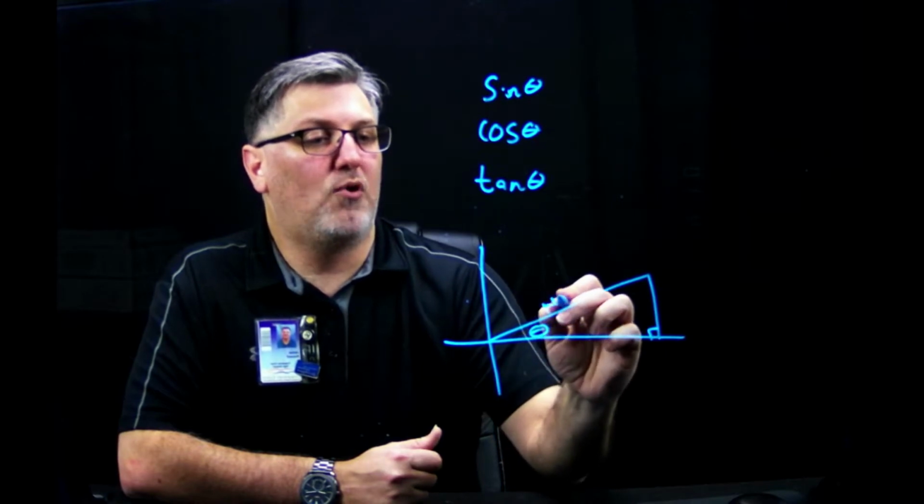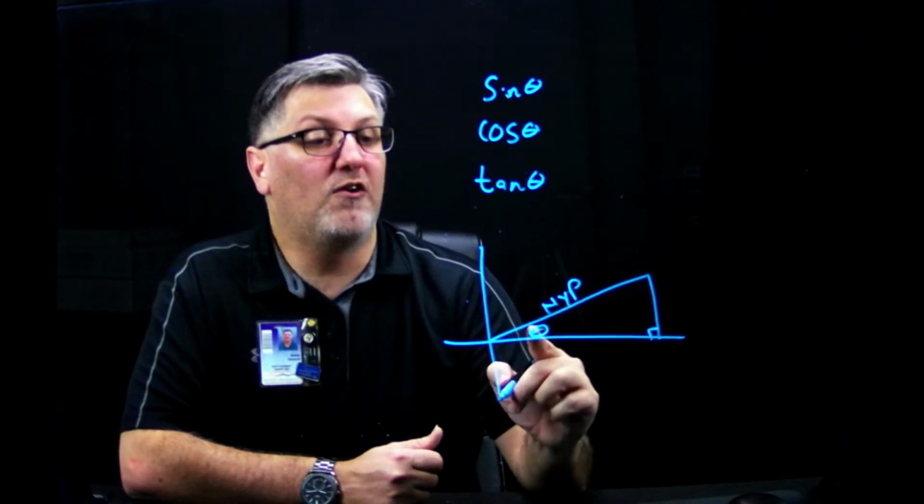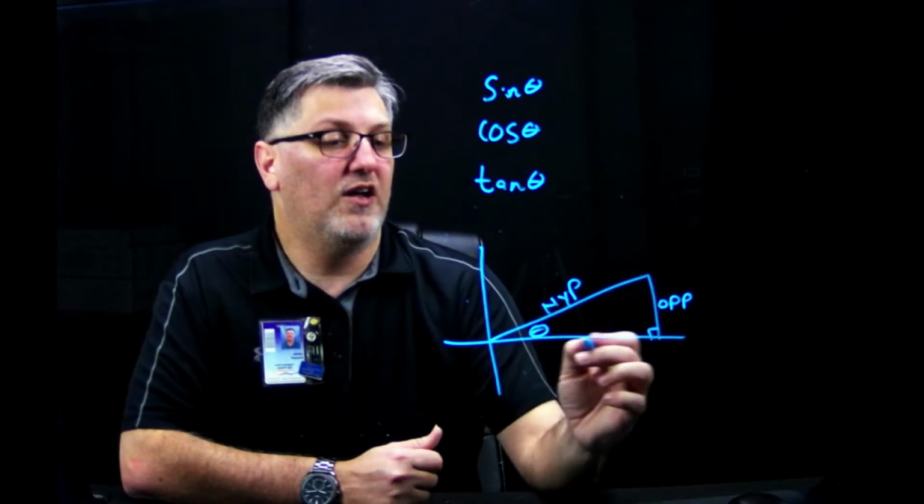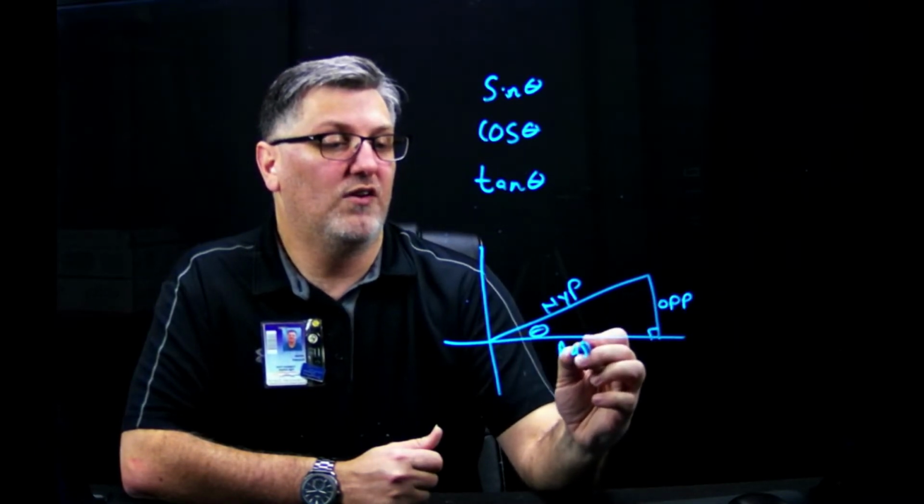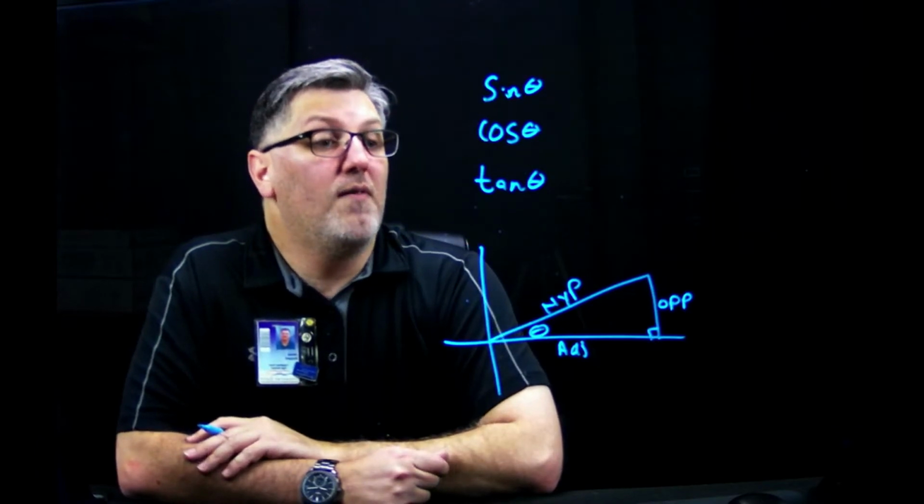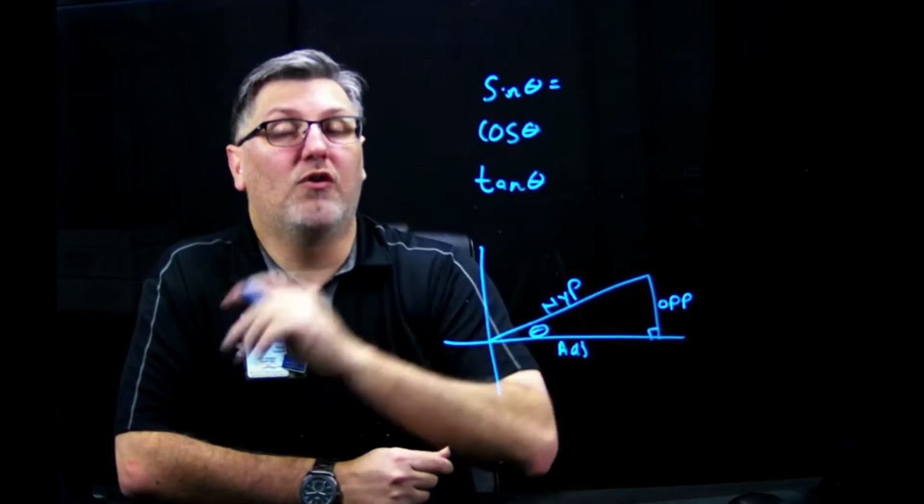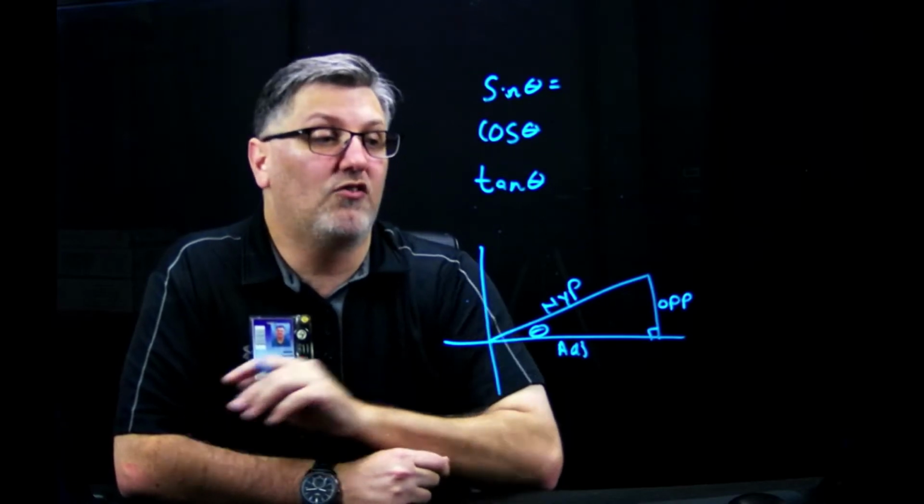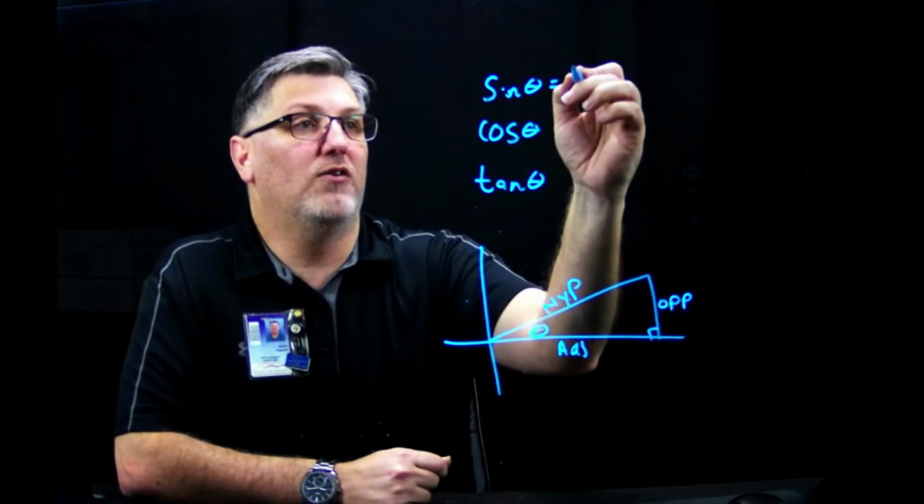I know that this part of the triangle is my hypotenuse. Based off of this angle theta, this is opposite, and then this is adjacent. Now, my sine is going to be a ratio of 2 of the sides of this triangle. Sine is always going to be opposite over hypotenuse.